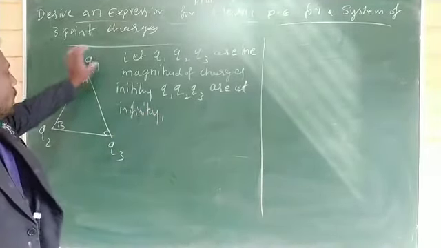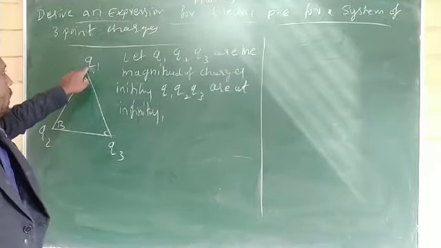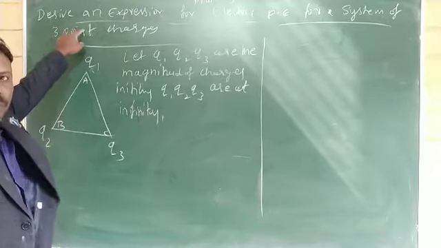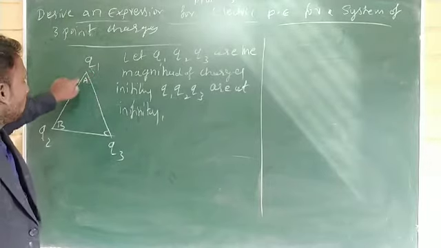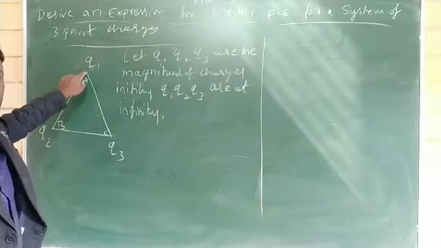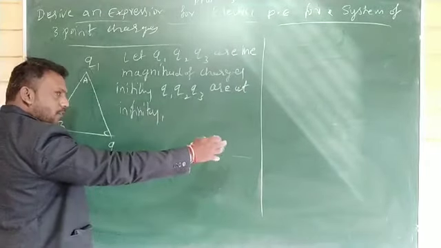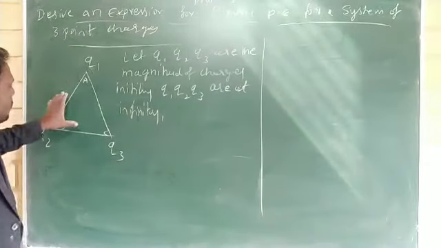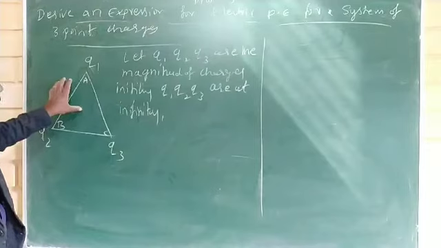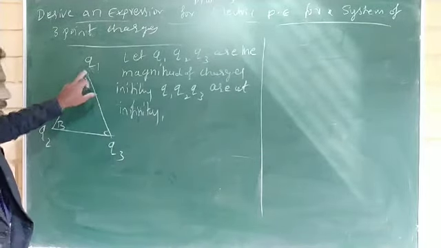Okay. Work done in bringing Q1 charge from infinity and placing it at point A. No work has to be done because Q2 and Q3 are at infinite distance. Therefore, there are no charges or electric field to oppose the Q1 charge.